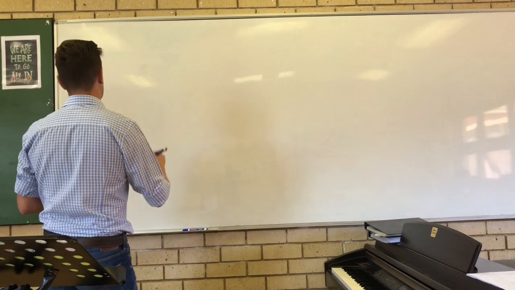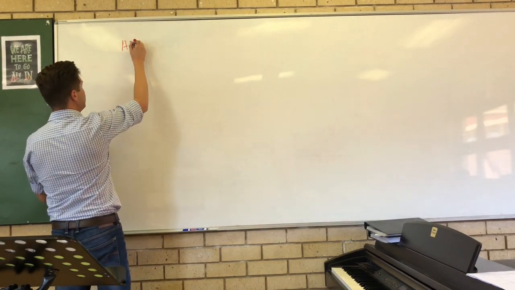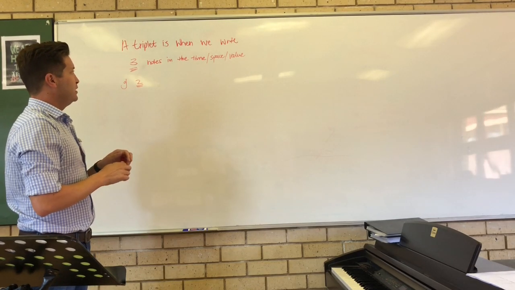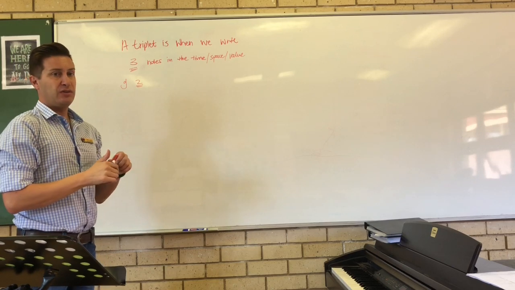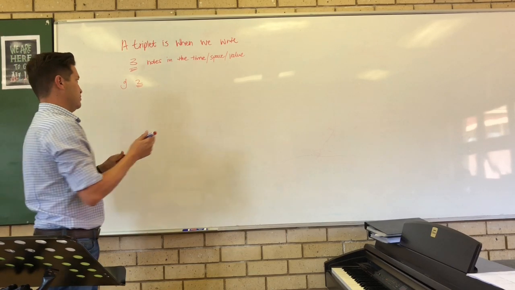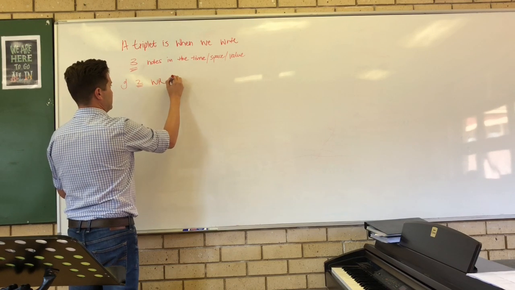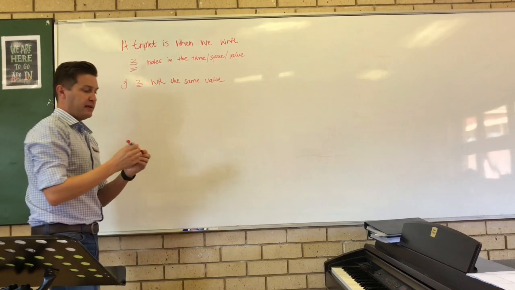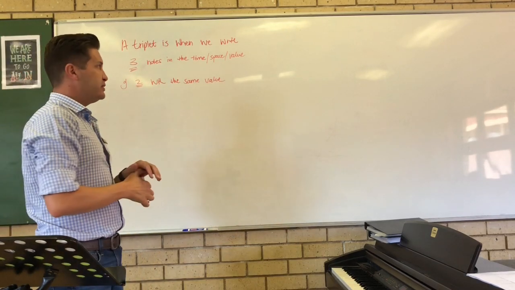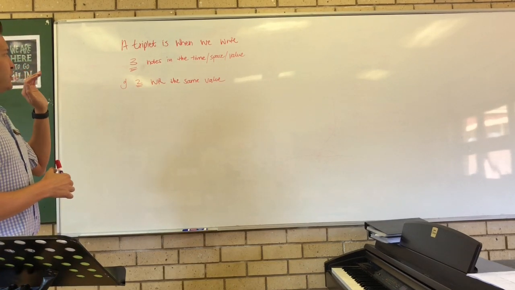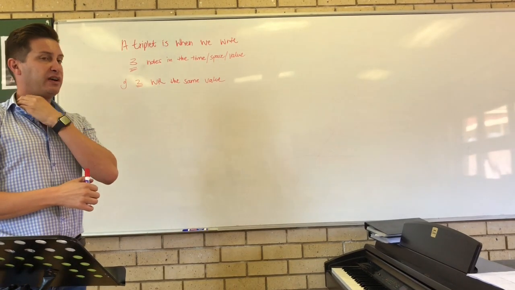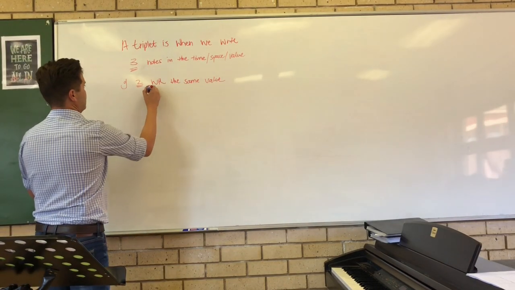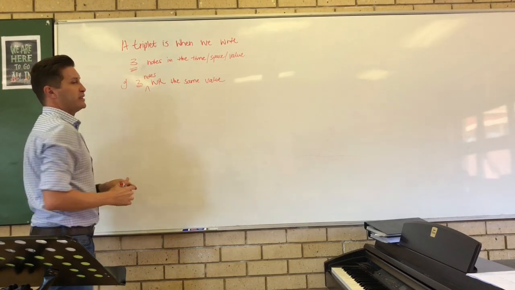Okay? So, the definition of a triplet is this. The definition reads, a triplet is when we write 3 notes in the time, space, or value of 2 notes with the same value.